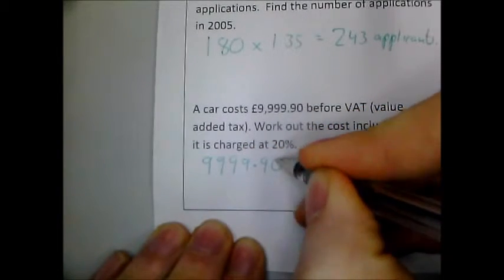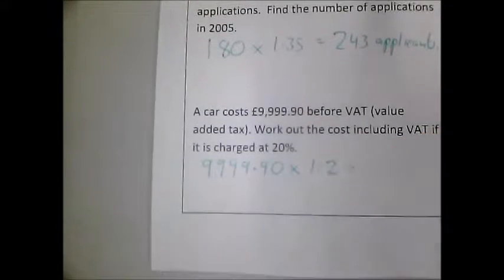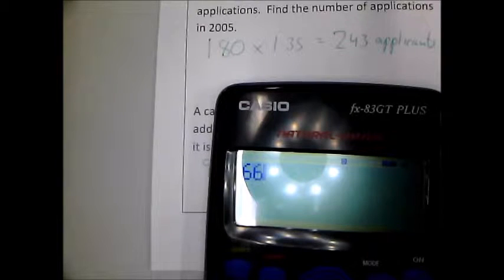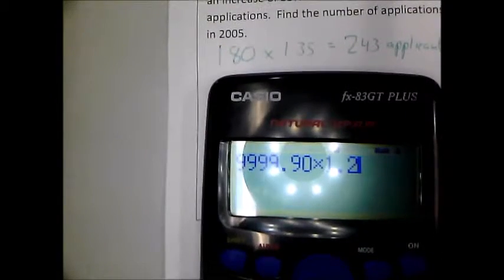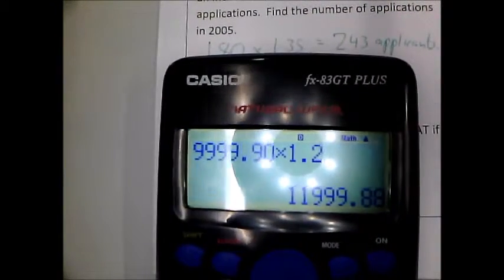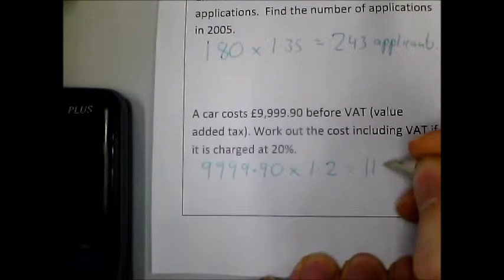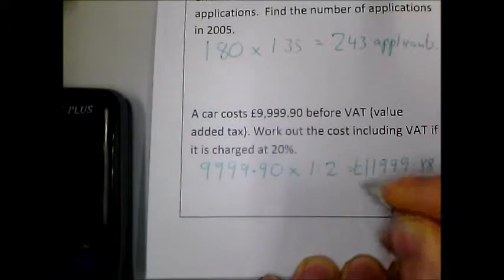So £9,999.90 multiplied by 1.2. Again on our calculator, 9,999.90 multiplied by 1.2. So we get £11,999.88. Don't forget your money.